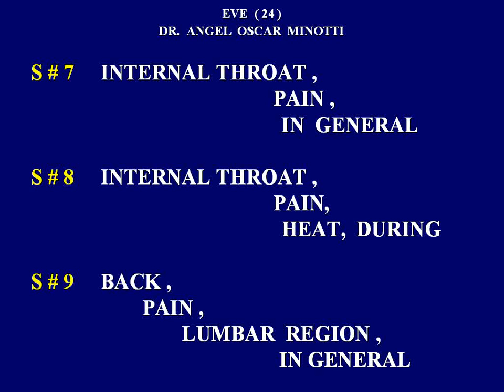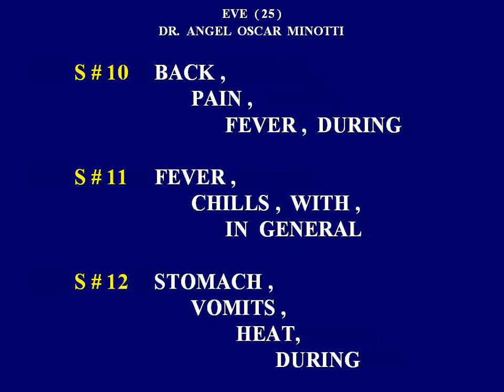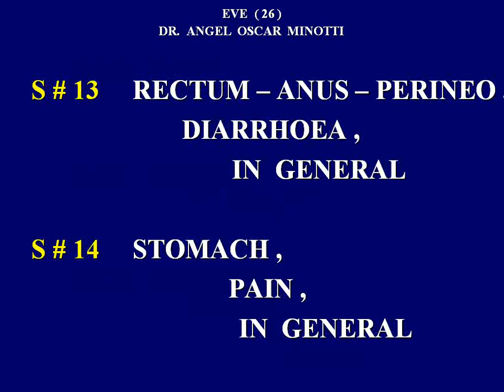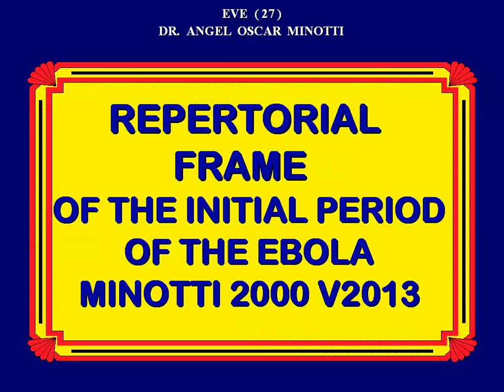Lumbar region in general. Back pain during fever, fever, chills in general, stomach, vomits during heat, rectum, anus, perineum, diarrhea in general, stomach pain in general. Repertorial frame of the initial period of the Ebola in my repertory.